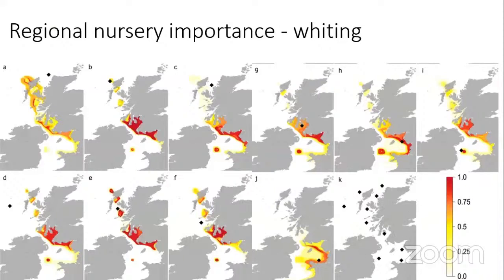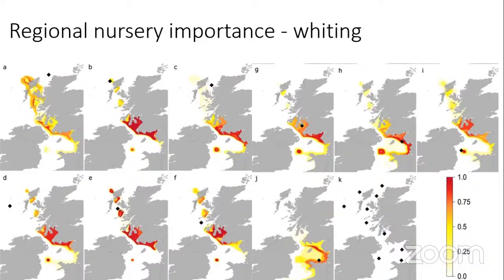So these diamonds in panel K are the capture locations of adult whiting. Then if you go to the individual panels, say panel B, this is where an individual whiting was caught, and the colors indicate where it was most likely that that animal lived when it was a juvenile. So you can see that for most of the diamonds, the most likely place that they were juveniles was in the Firth of Clyde, Solway Firth, that sort of area.